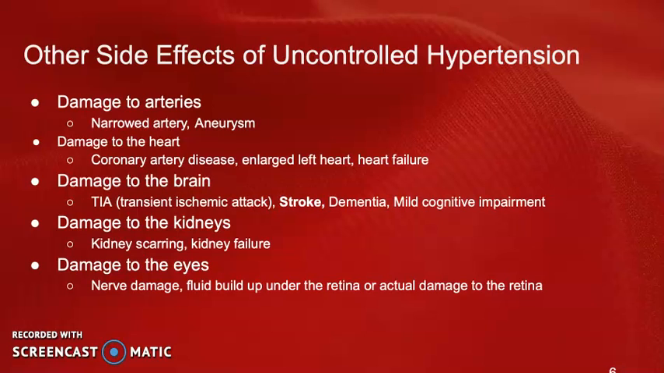Other side effects of uncontrolled hypertension include damage to arteries, such as narrowed arteries and aneurysm; damage to the heart, such as coronary artery disease, enlarged left heart and heart failure; damage to the brain, such as TIA, which is a transient ischemic attack, stroke, dementia, and mild cognitive impairment; damage to the kidneys, such as kidney scarring and kidney failure; and damage to the eyes, which is nerve damage and fluid buildup under the retina or actual damage to the retina.